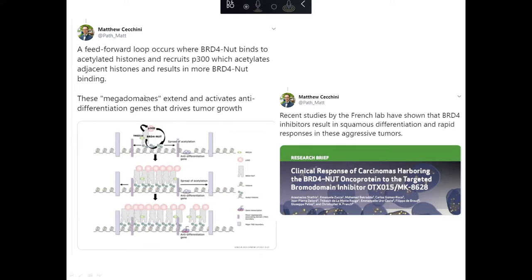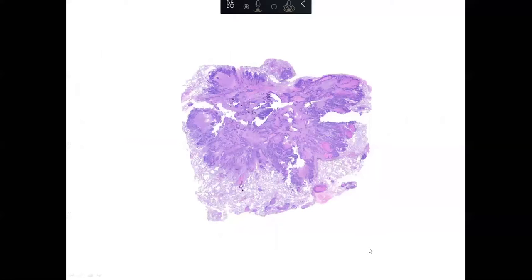And the interesting thing is that these tumors really are genetically quite simple. Really, they often only have this fusion between BRD4 and NUT. And that really causes these drastic changes because of the changes it induces to the genome landscape. And there are some interesting data coming out that you can treat these with some targeted therapy. And so it's another reason why it's important to make these diagnoses.